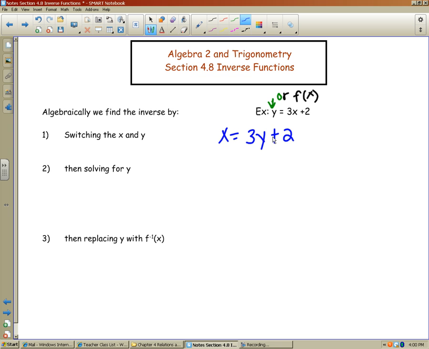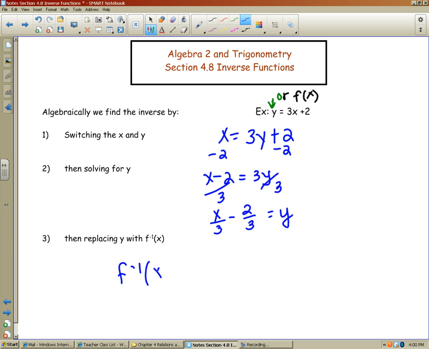Now we're just going to solve for y. So we need to subtract the 2. So we get x minus 2 equals 3y. Then divide by 3. So we get x over 3 minus 2/3 equals y. And then, to show that this y was the inverse of this original function, we replace the y with our inverse function notation. So f negative 1 of x equals 1/3 x minus 2/3. And that's your answer.